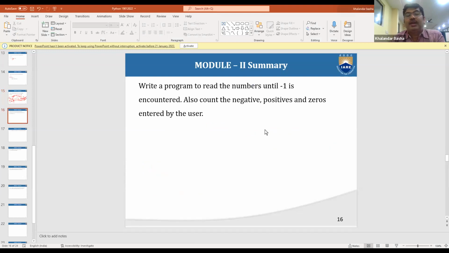The next one is: write a program to read numbers until -1 is encountered, and also count the negatives, positives, and zeros entered by the user. Here in this program, we keep on taking inputs from the user at the command prompt. Whenever it encounters -1, we have to terminate the loop. So how can we do the programming for this?